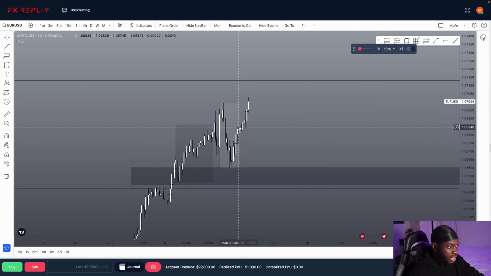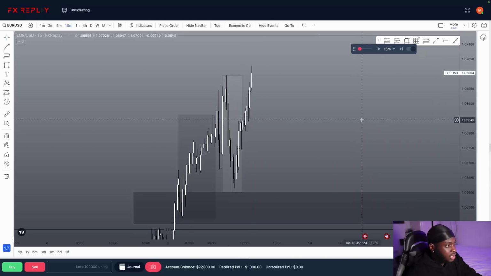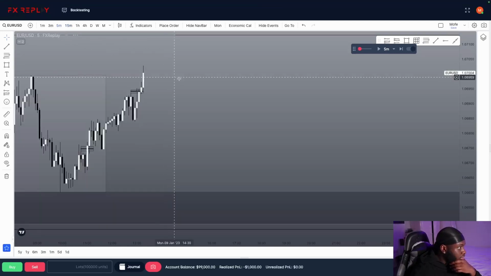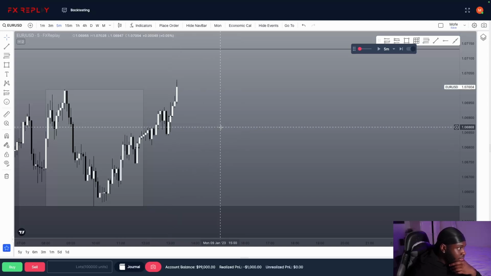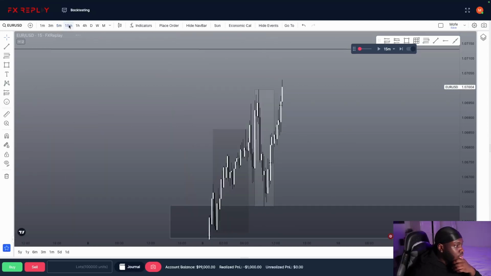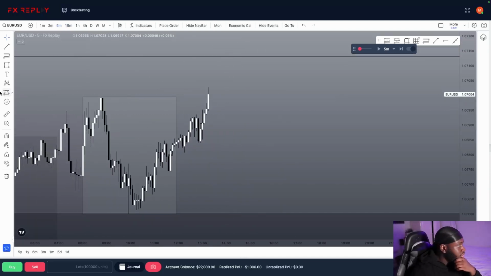My session ended at 1 o'clock. I don't know why it's 12, but okay, we have until 1. So has any other setup formed? Is this a flip zone here? 12:45. Go to the M5. Okay, that's a nice flip zone, potentially. So, okay, cool. This is a valid flip zone.